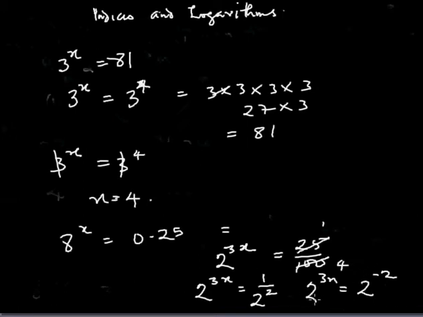Now we have the same base. We can now cancel out the base here. And we can now have 3x is equal to minus 2. Then x is equal to minus 2 over 3.